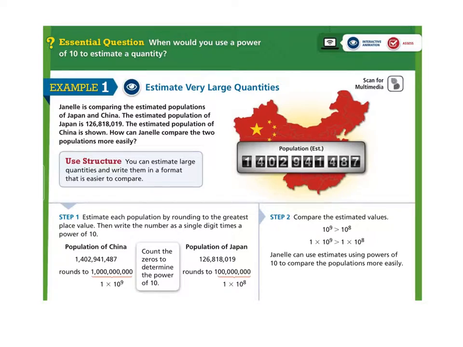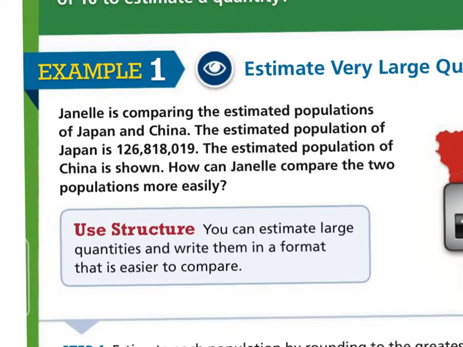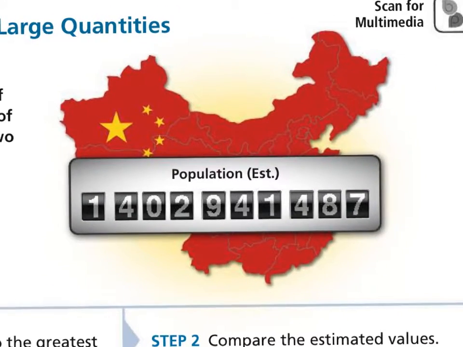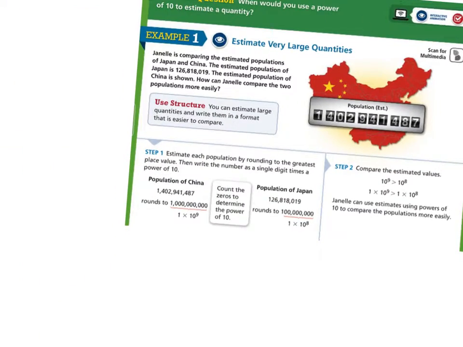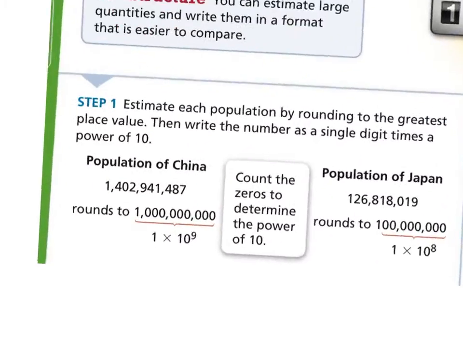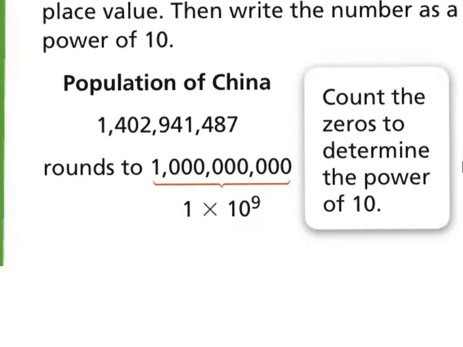Example 1, Janelle is comparing the estimated populations of Japan and China. Estimated population of Japan is 126,818,019. Estimated population of China is shown. How can Janelle compare the two populations more easily? So there's China's estimated population. What we can do to compare more easily is put them into scientific notation. So for China, 1,402,000,000 some odd. We could round that off. They just rounded it off to the nearest billion.